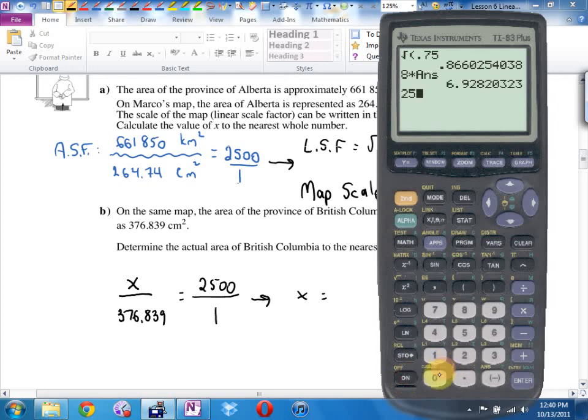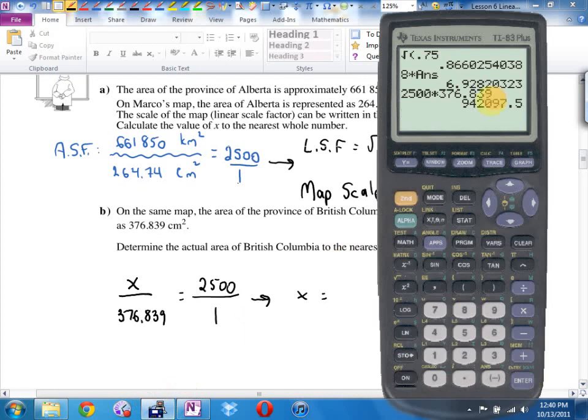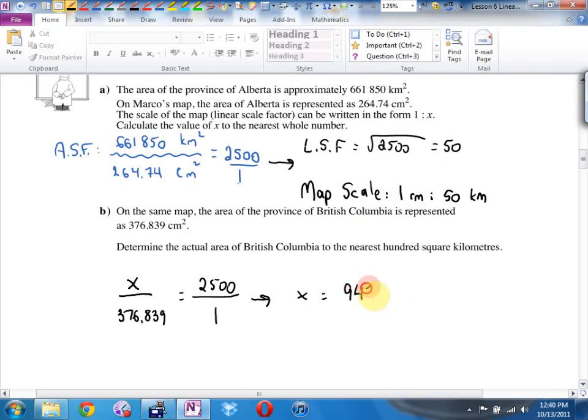94209 to the nearest what? 100 square kilometers. 942100. Kilometers squared, or square kilometers is how we usually pronounce it. Okay.